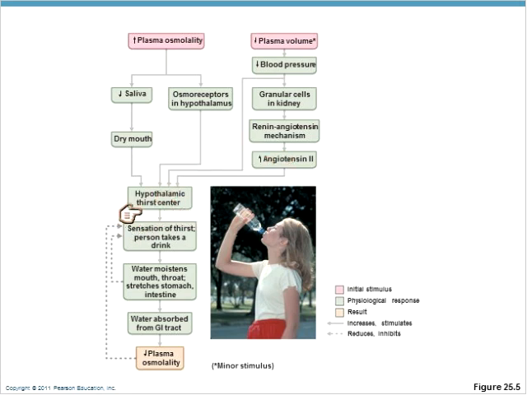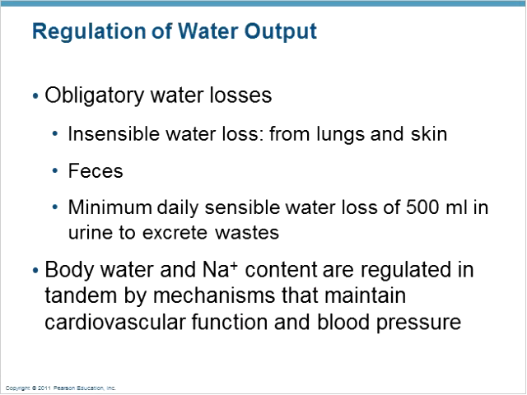They affect that thirst center. There's a sensation of thirst where a person takes a drink. The water moistens the mouth, and the throat, stomach, and intestine stretch. The water is absorbed from the GI tract, and the plasma osmolality is now improved, so there's this feedback mechanism that continues until everything has been resolved.